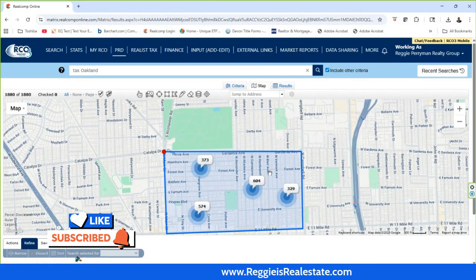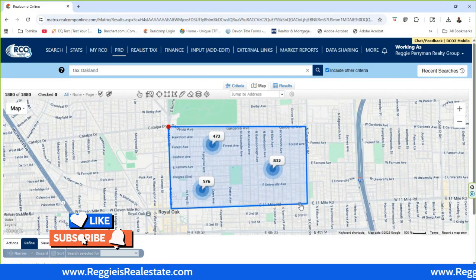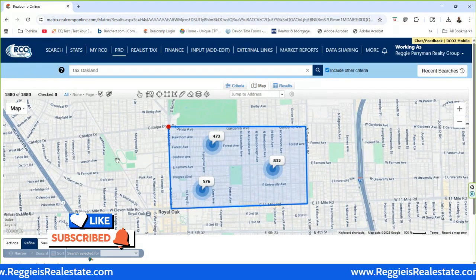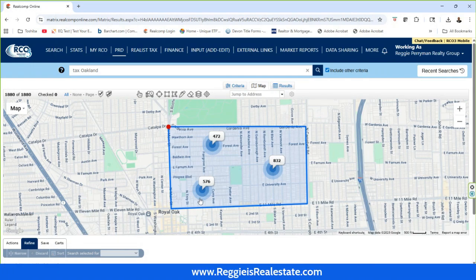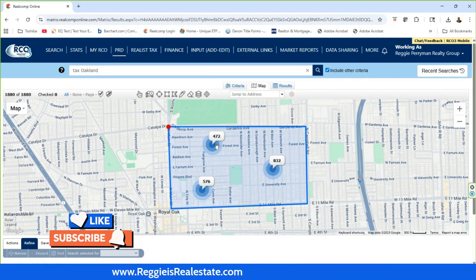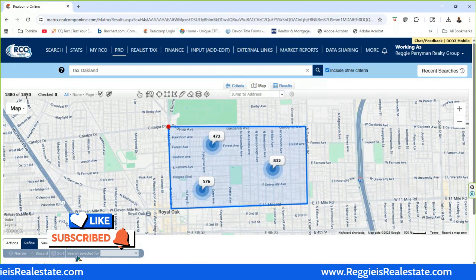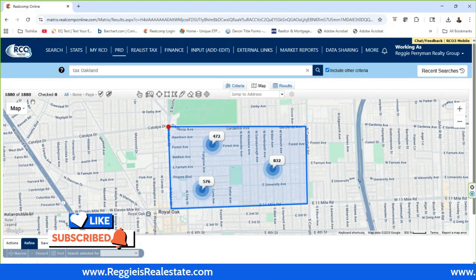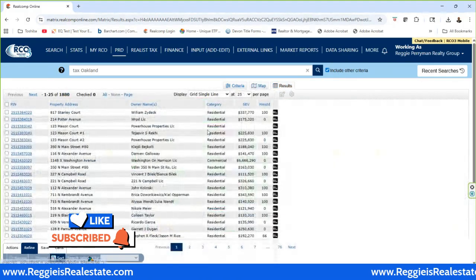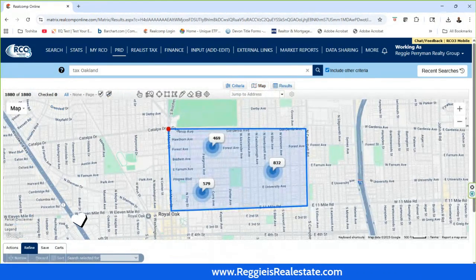I'm going to go from Gardenia south to 11 Mile and from Main Street to Campbell. All right. So it's showing me that based on this map here and based on the shape that I drew around this area, there's over 1,880 homes in this area that I'm looking at here. Okay, so just say this is my farm area for you.